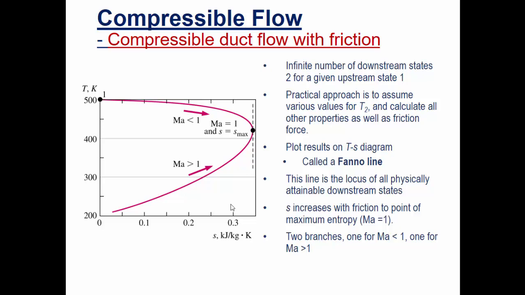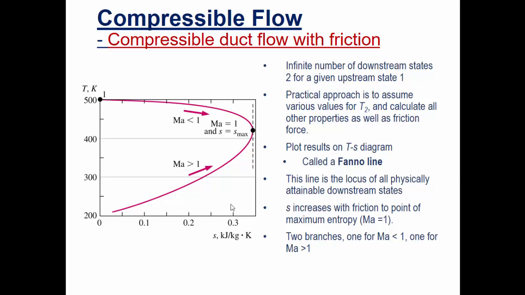It is quite hard to solve if you are considering a large number of variables for state 1, which ends up giving you a lot of, or we can consider infinite, number of solutions for state 2. The practical approach is to assume certain values of T2 to minimize the variables, or to minimize the uncertainty of the solution, and from there we calculate other properties, inclusive of the friction force or friction factors.